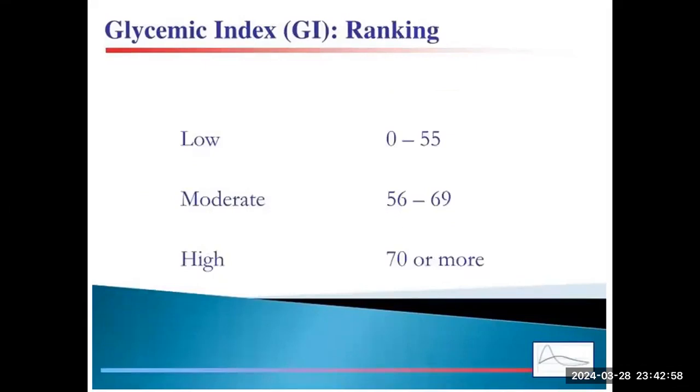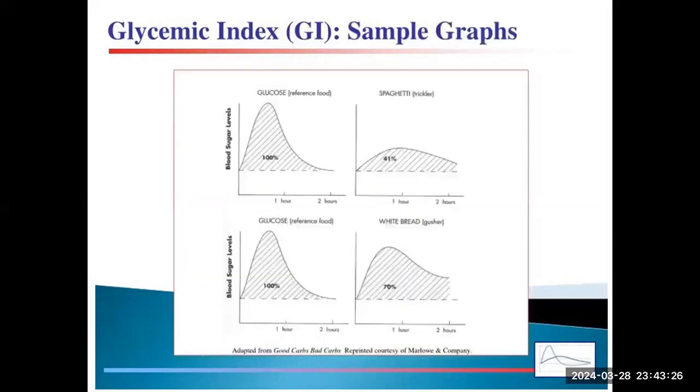So glycemic index ranking: 0 to 55 is low, 56 to 69 is moderate, and 70 or more is high. It means that if the carbohydrate, once digested, raises the blood glucose level compared to the reference food by up to 55, then it is low. If it raises slightly more, 56 to 69, it is moderate, and high is 70 or more.